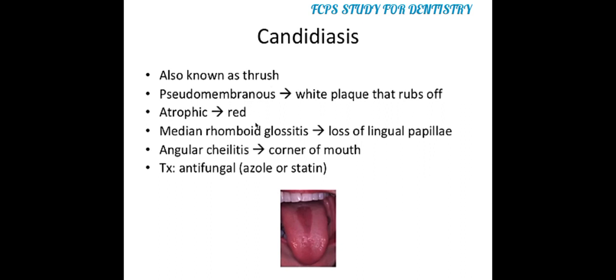Atrophic candidiasis is red, and this can often be the result of a poorly fitting denture or a denture that's not being cleaned regularly. Median rhomboid glossitis is loss of lingual papillae, and that's what this picture is showing down here. It's sort of like this bald, flat spot on the tongue. And angular cheilitis is infection, inflammation in the corners of the mouth. And treatment would be, and now we're talking about fungi, an antifungal, like an azole, like fluconazole, or a statin like nystatin.